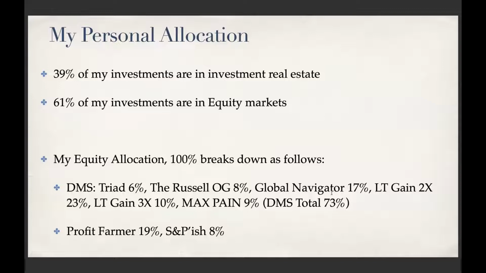I've then got 19% in Profit Farmer, which I'll come back to in a minute, and 8%, which is S&P-ish. And by ish, that's my current 401k and a 529. I just can't effectively do strategies in those accounts. I'm limited to how often I can trade them, and it's just not easy. So I have a little bit of bonds and little international and mostly S&P in those accounts, and they're just buy and hold.